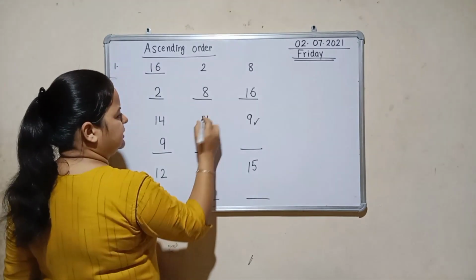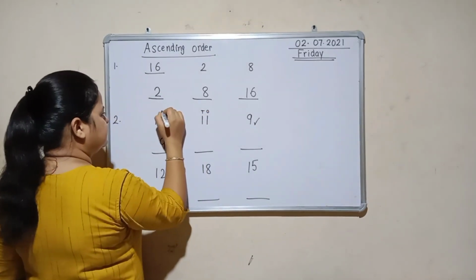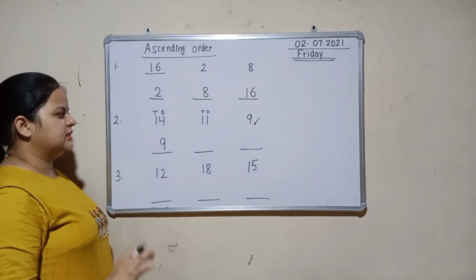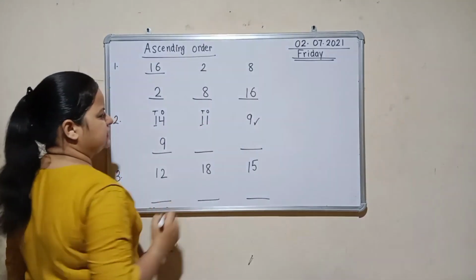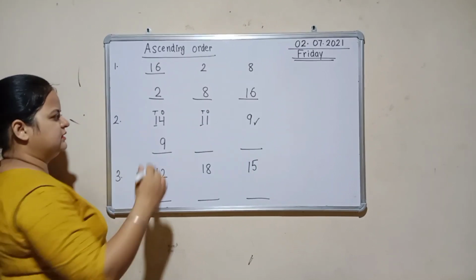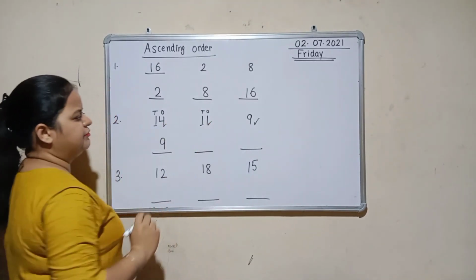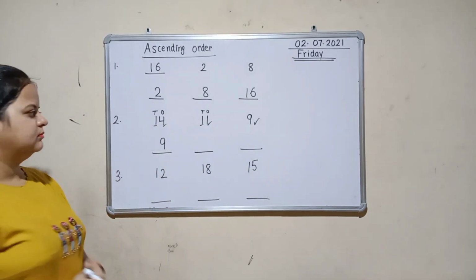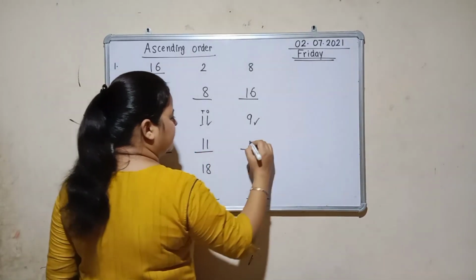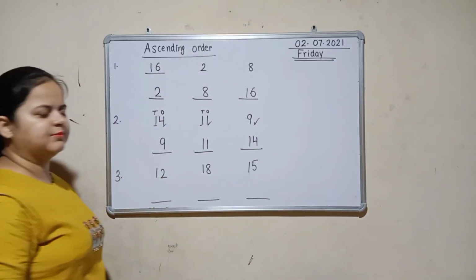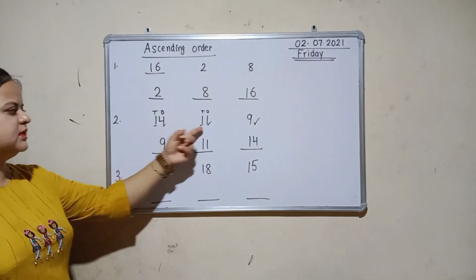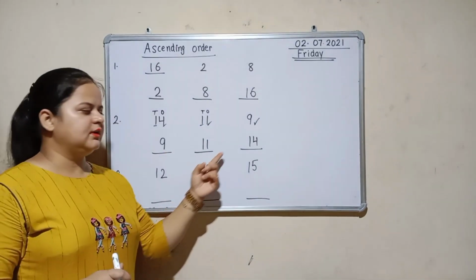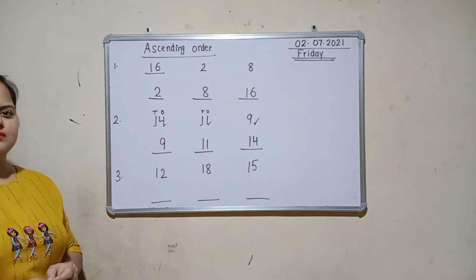So we will see here, this is ones and tens, ones and tens. The digits placed on the tens place are the same. So we will see the ones place, 1 and 4. Which is greater from 1 and 4? 4 is greater. So we will write 11 in the middle and 14 in the last. 14 is greatest from these 3 numbers. 9, 11, 14. Done?